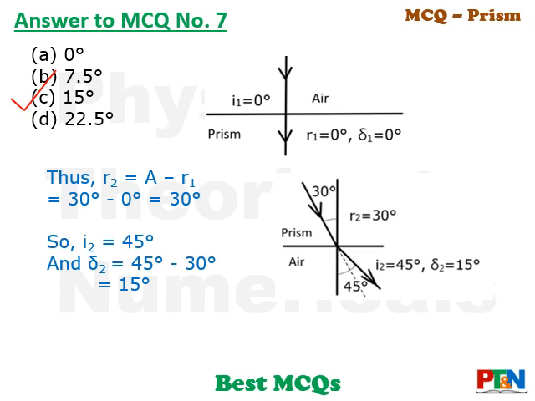So I2 will be 45 degree because refractive index is root 2. You do sin I by sin R, you will get I2 as 45 degree. Once you got I2, so you get delta 2 also. Delta 2 is 45 degree minus 30 degree, that is 15 degree. So final delta will be 0 degree plus 15 degree. First deviation is 0 degree, second deviation is 15 degree, so total deviation will be 15 degree.